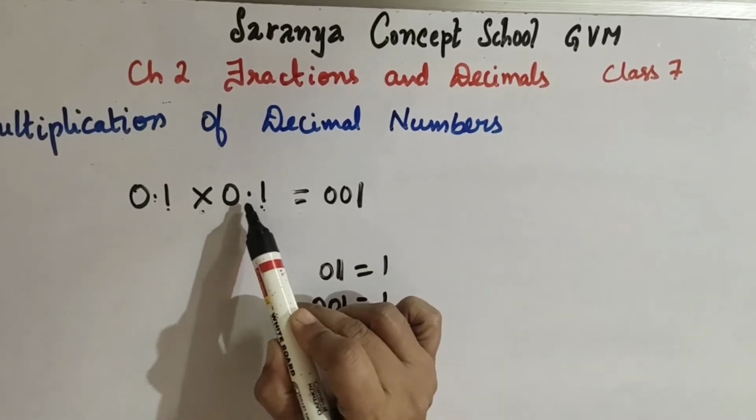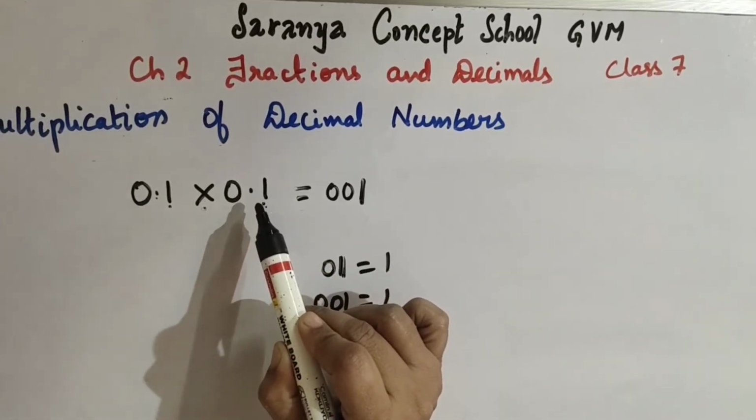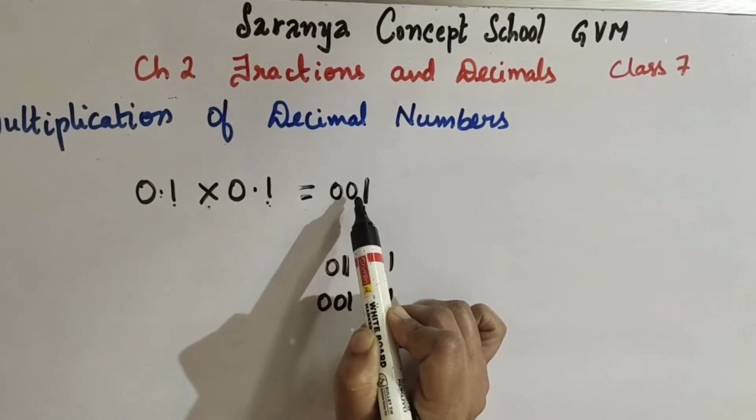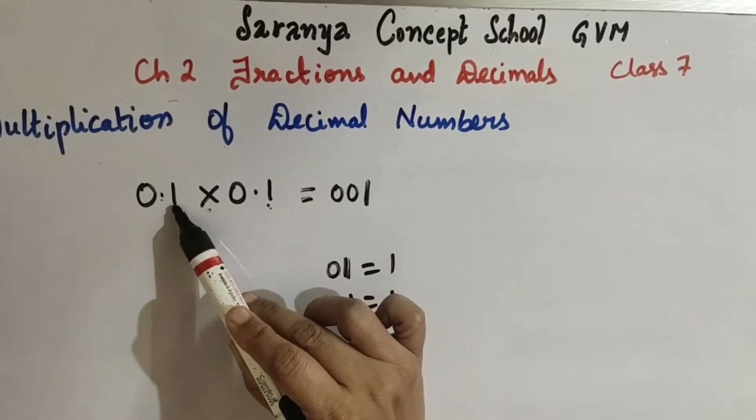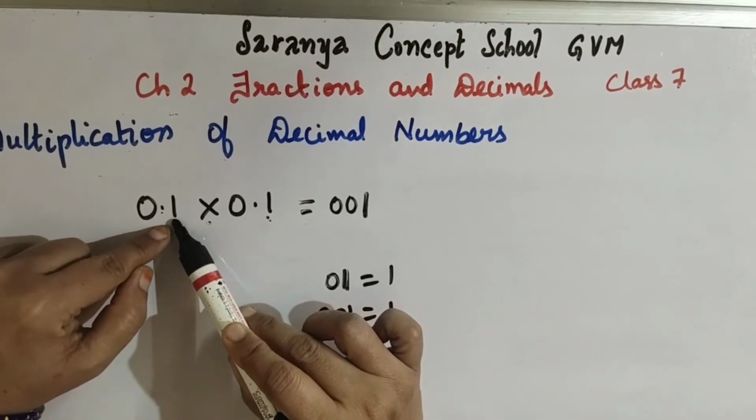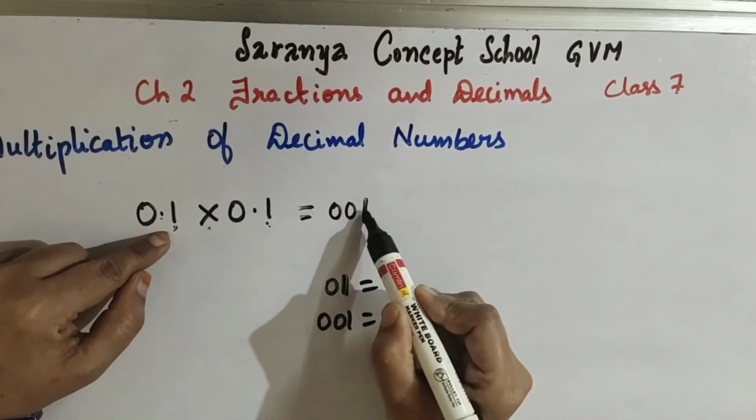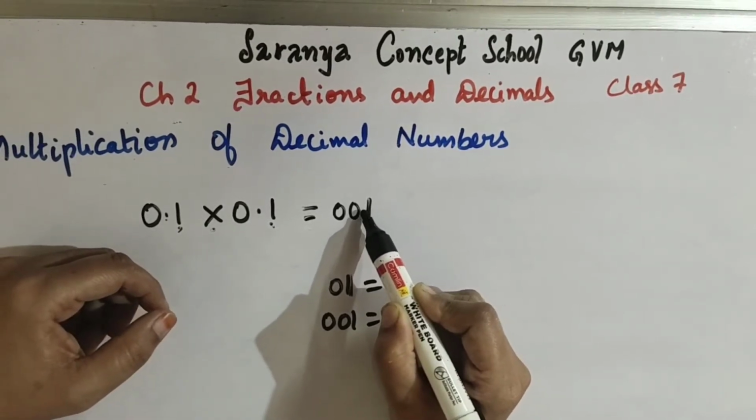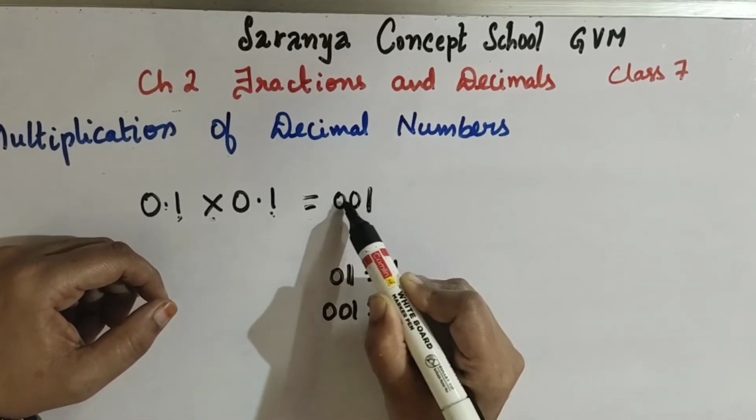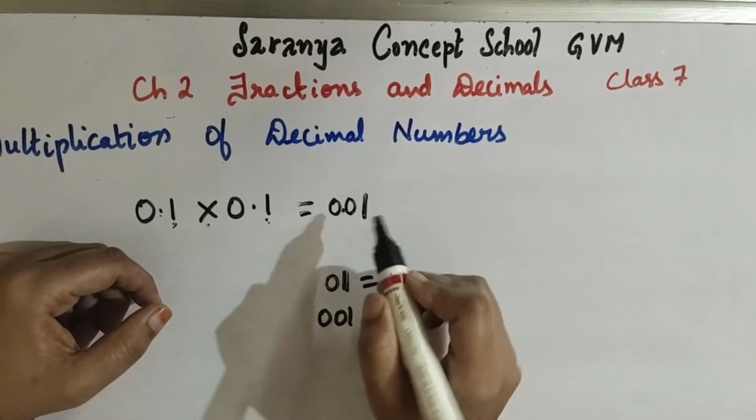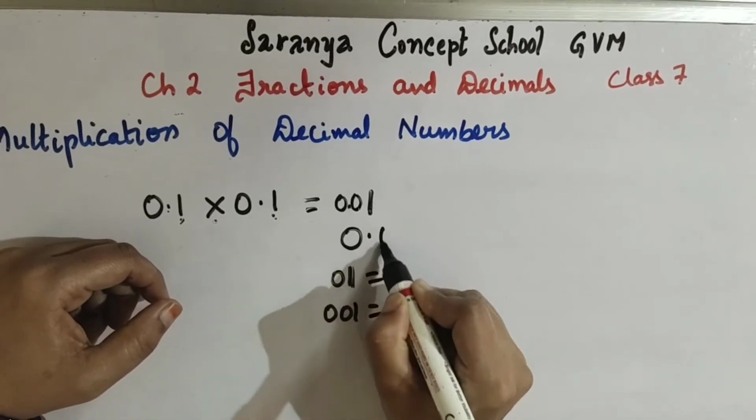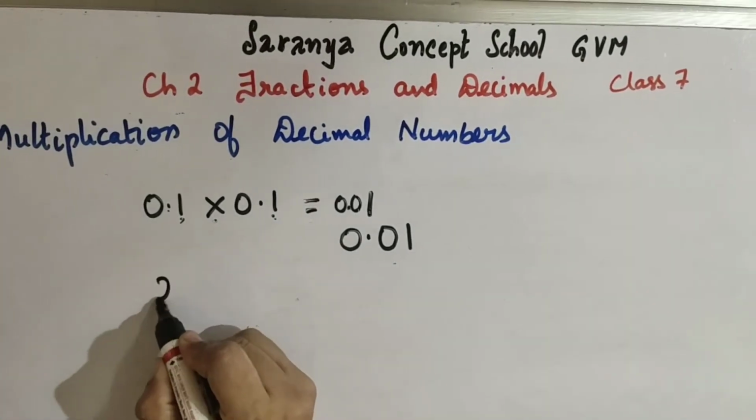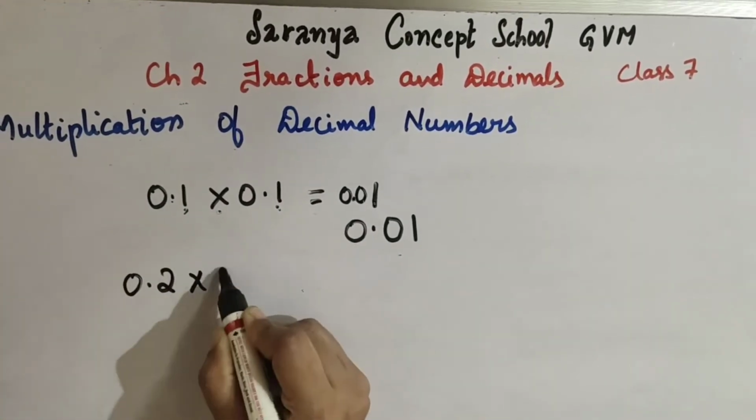Now we need to place the decimal point to the left of this number. So after how many digits do we need to put it? 2 digits, because to the right of the decimal point we have 2 digits, so we need to count 2 digits from 1 towards the left. So 1, 2. Here we need to place the decimal point. So the solution is 0.01. Understood?